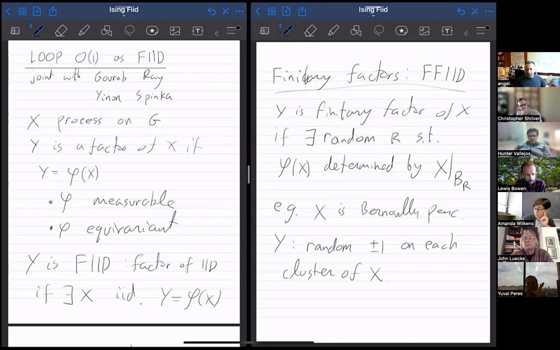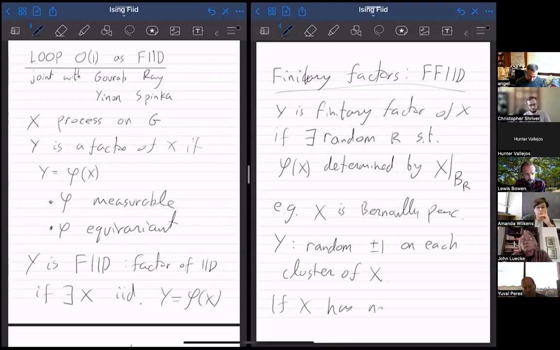So the process X itself is IID. The percolation is by definition just all independent. But then you might ask, is Y a factor of IID? Is it a finitary factor of IID? If X has no infinite cluster, then Y is a finitary factor of IID.